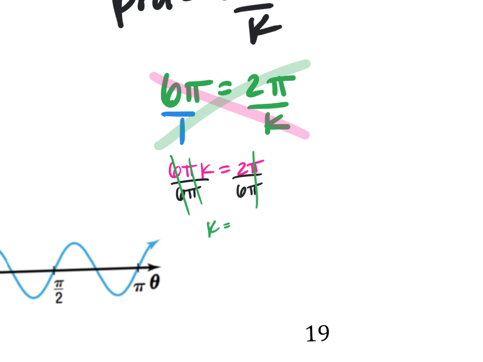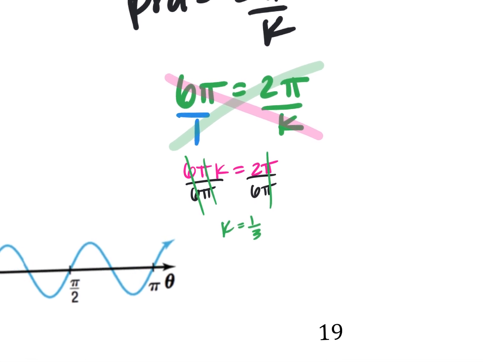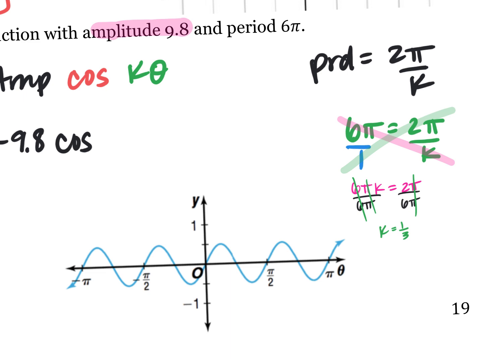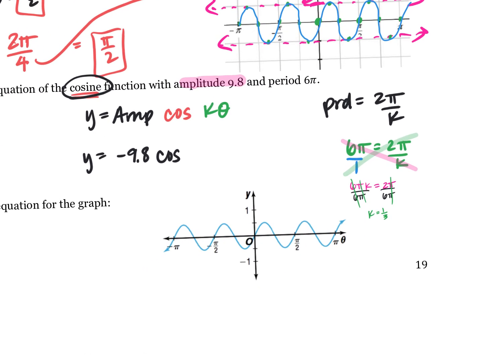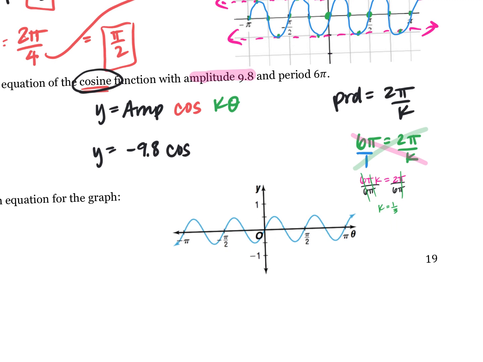What's my k going to be? 1/3. Thanks. 2/6, 1/3. That gets us that k value. So that's what I'm going to put right here. My k is 1/3, so I'm going to say 1/3 theta. Could I also say 9.8 cosine of theta over 3? Are those the same thing? Yeah, either way. I'm good with it.